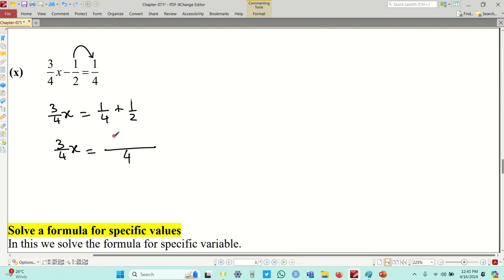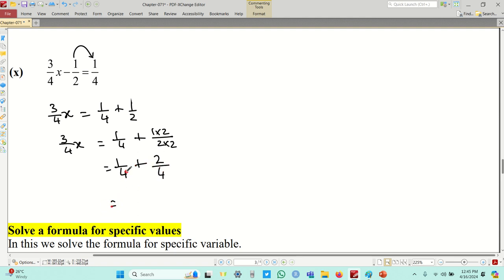4 is the LCM. Or you can do another way. 3 divided by 4 x is equal to 1 divided by 4. Here is 2, so multiply by 2 here, and multiply by 2 here. So what will it be? It will be 1 divided by 4 plus 2 into 1, 2, and 2 into 2, 4.